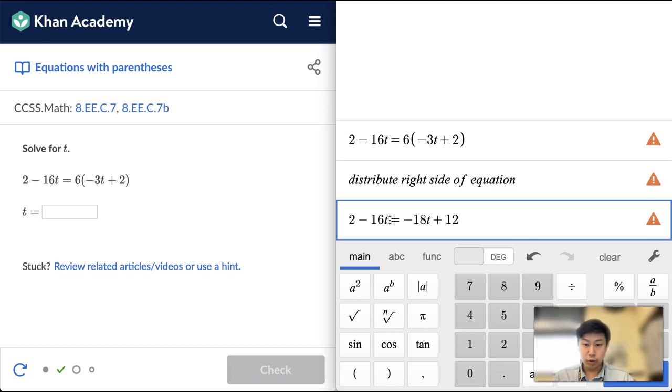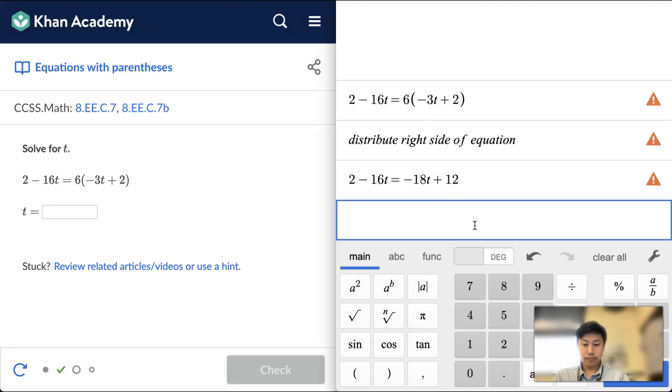Now we got it into a step that looks very similar to the last two examples. So this one, I have a negative 16t and I have a negative 18t. Okay, so think about on the number line. Negative 18t is the smaller of these two, right? Because it's further on the left of the number line. So I'm going to add 18t to both sides. Okay, so let's go ahead and add 18t to both sides.